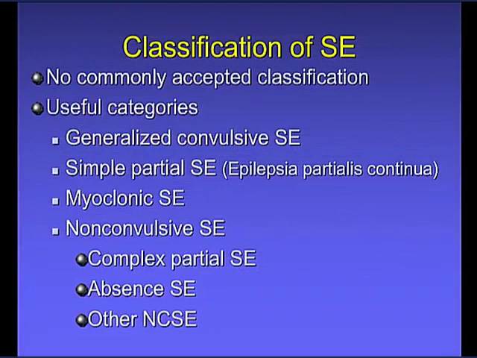How do we classify status epilepticus? There's no commonly accepted classification, but it's useful to know that generalized convulsive is our typical tonic-clonic convulsive status epilepticus. Simple partial means that a patient is having some movement of one limb and then some changes in mental status. Those patients can actually be awake and talking before they have some change in mental status. That is not a medical emergency.